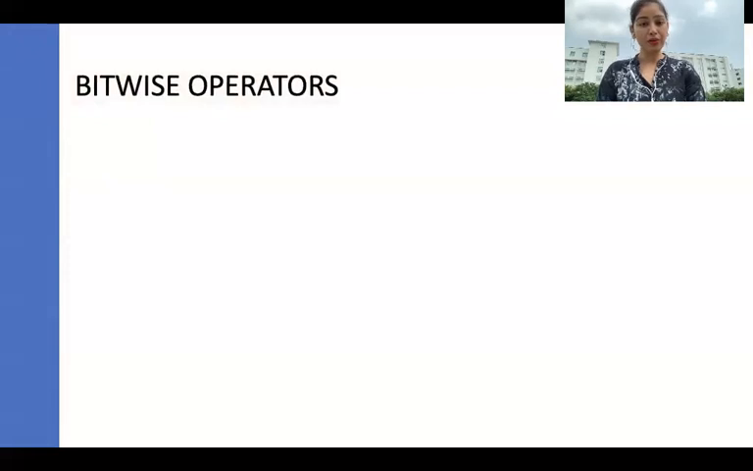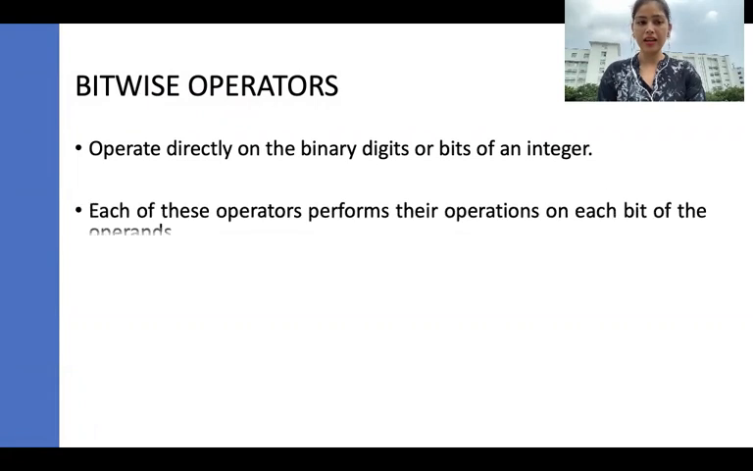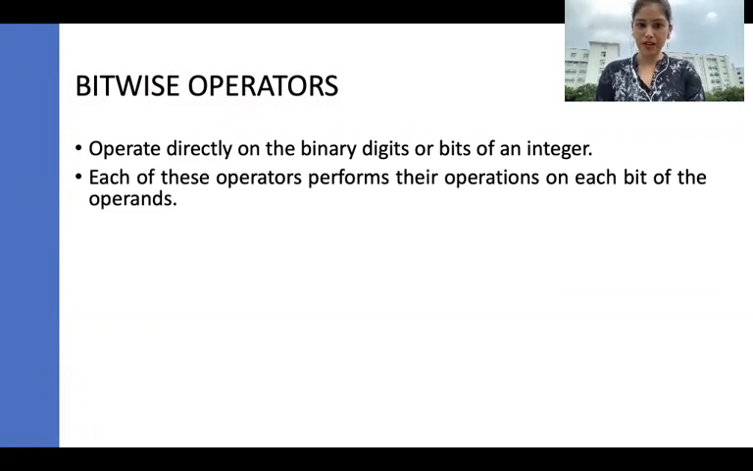First of all, let's have a look at what a bitwise operator is. Here you can see that the name of the operator we are talking about is bitwise. Bitwise means that it is going to perform operations bit by bit. That's why the name is bitwise operator, right? So the first point is that bitwise operators operate directly on the bits of the binary digits, or you can say the bits of an integer number. The second point is that each of these operators performs its operation on each bit of the operands or the data values.